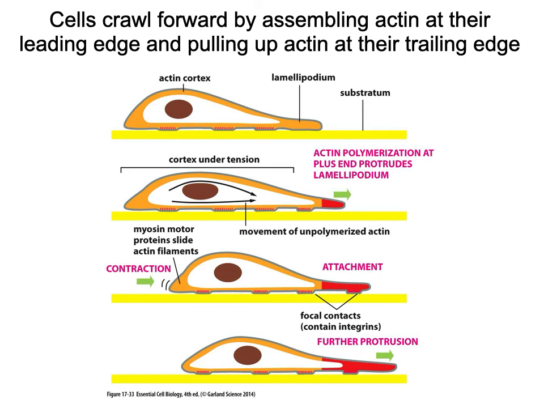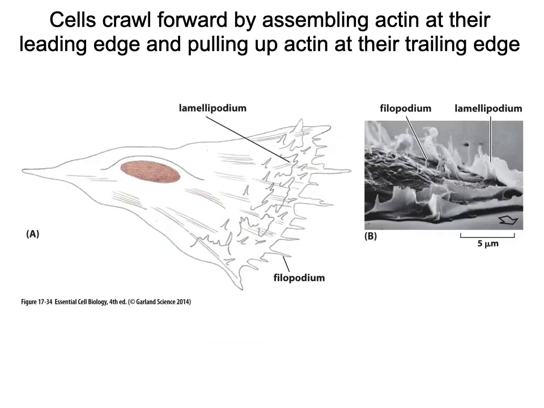And the actin filaments are being reused, if you will. So we need actin to move in the forward direction, so we're going to take actin from the rear and move it. And so again, here we can see how we have our pseudopodium being formed.